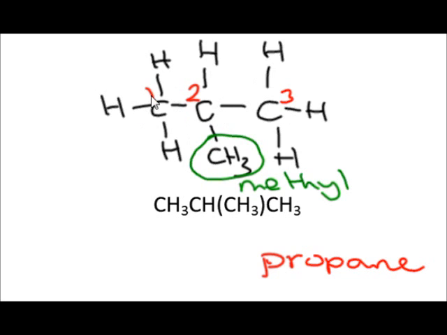If it was attached to carbon 1 or carbon 3, it would become part of the longest chain, and then the stem would change, and it would be butane instead of propane. So because this is the only carbon that the branch can be attached to, we don't need to include that in the name. So this name will simply be methyl propane.